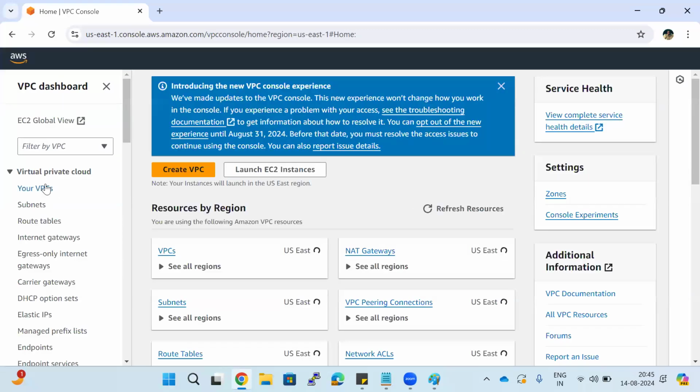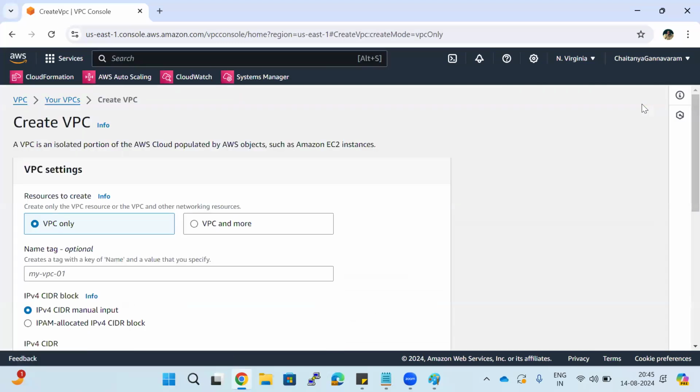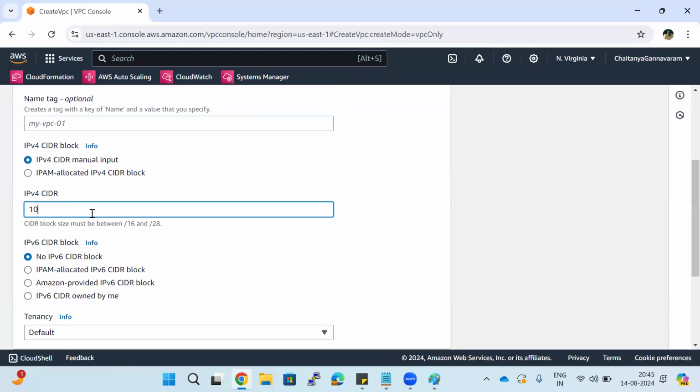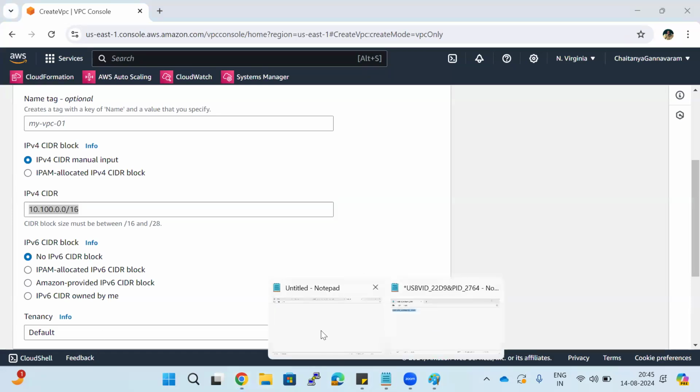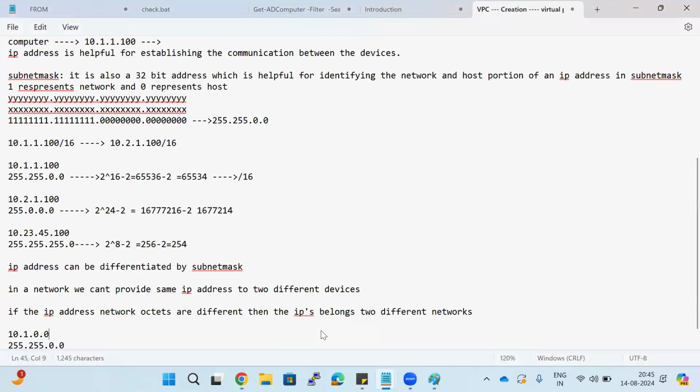Here you have to create a VPC. Whenever I am creating the VPC, you can provide the name, but you have to provide the CIDR. I will provide 10.100.0.0/16. So what is the /16? It is a subnet mask which is 255.255.0.0. That's the reason I am telling you all these things. These are all interlinked to AWS. Whatever we have discussed up to now is interlinked to AWS.